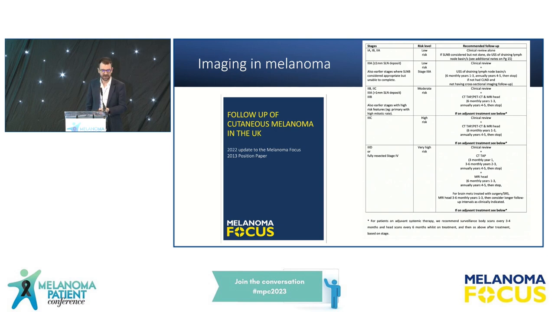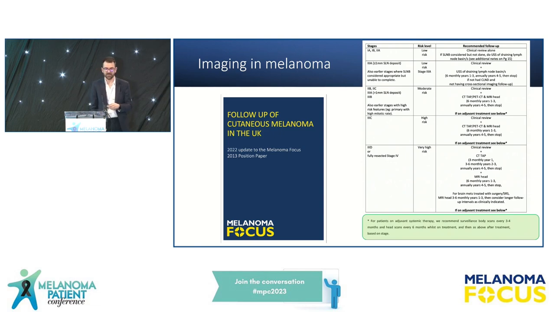And you can see from the table here, as the stage increases and the risk level increases in patients, so too does the intensity of the imaging regime that that patient undergoes. And you can see that those patients with the high stage 3s and stage 4 disease, and particularly those on systemic therapy, we're subjecting these patients to lots of CT scans in a relatively short interval, and they can soon be having 26, 27, 28 CT scans in just a few short years. And we'll touch on why that might matter later on.